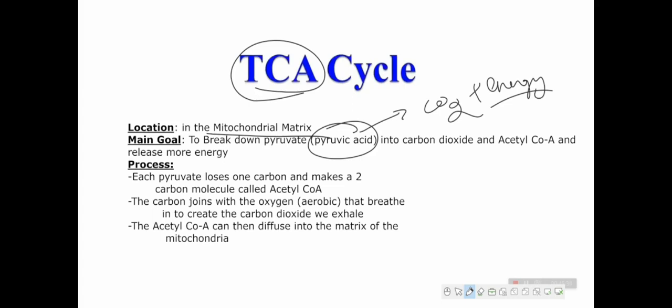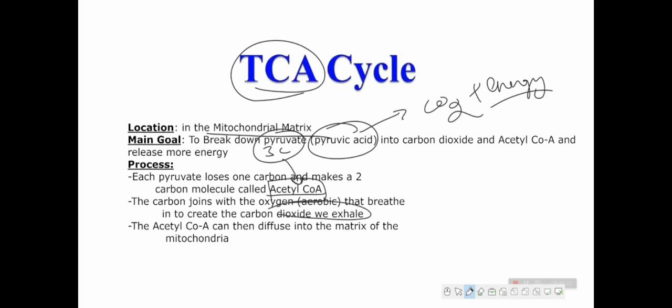Each pyruvate loses one carbon and makes a 2 carbon molecule, that is acetyl coenzyme A. Actually, before the TCA cycle, there is one step where pyruvate is converted into acetyl coenzyme A, because pyruvate is a 3 carbon molecule and the TCA cycle requires 2 carbon molecules. The carbon joins with the oxygen that we breathe in to create the carbon dioxide we exhale.